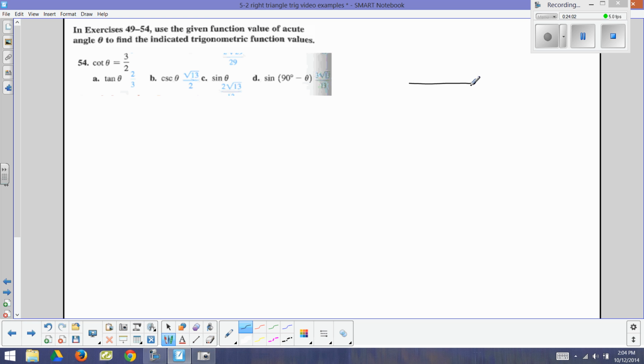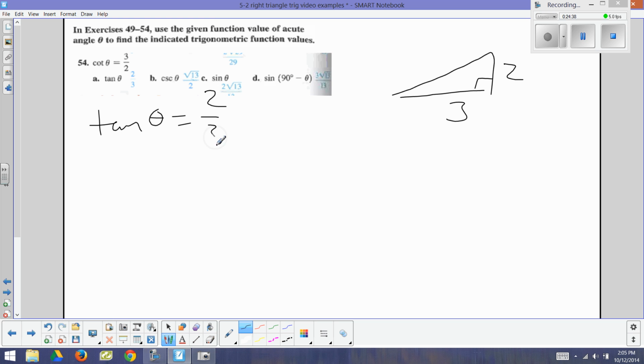Cotangent is equal to 3 halves. So my cotangent is the reciprocal of tangent. Tangent's opposite over, whoops, got the wrong numbers there. Tangent is opposite over adjacent, TOA. So cotangent is reciprocal of that. So that would be adjacent over the opposite. So tangent is just reciprocal of what was given. So 3 halves, 2 over 3.